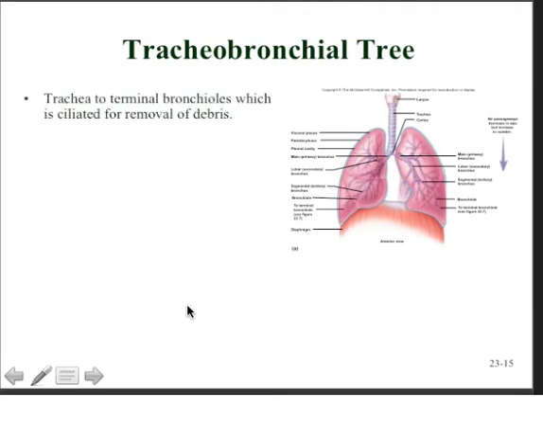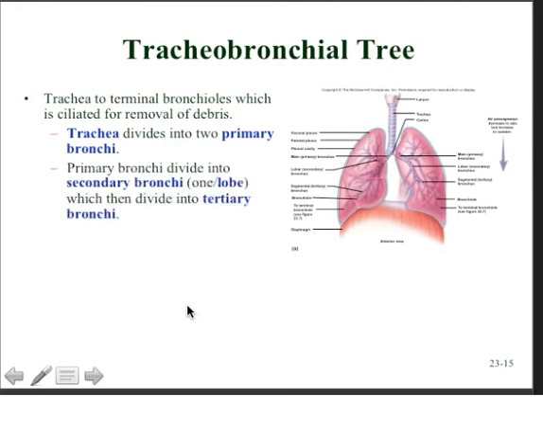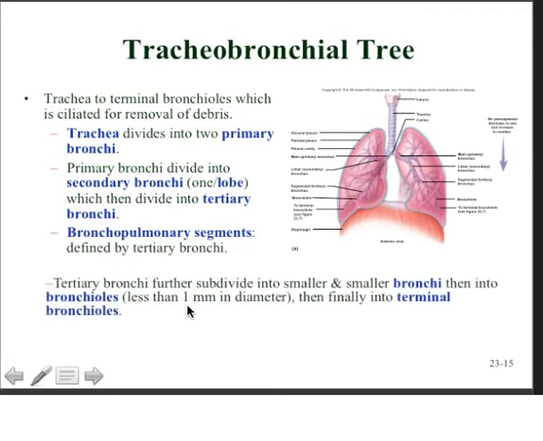The trachea and the terminal bronchioles, which are ciliated for the removal of debris, comprise the tracheobronchial tree. The trachea divides into two primary bronchi, which in turn split into secondary bronchi, one for each lobe. So the left lung has two, the right lung has three. Bronchopulmonary segments are defined by the tertiary bronchi, which subdivide into smaller bronchi, then to bronchioles, and then finally into terminal bronchioles. Cartilage holds the whole system open, and smooth muscle can control the diameter. And the activity of smooth muscle we term bronchoconstriction or bronchodilation.